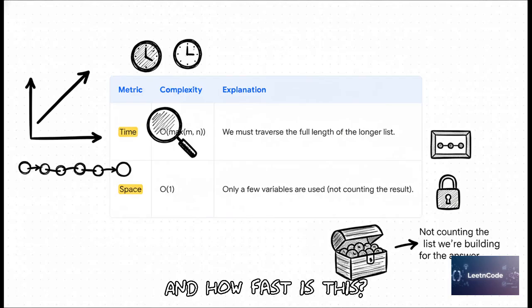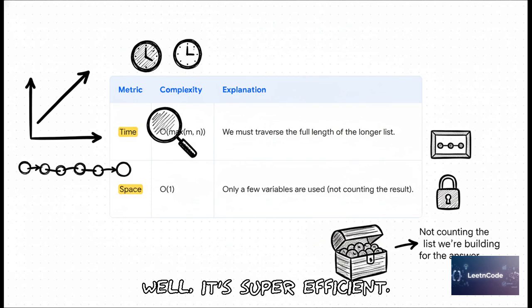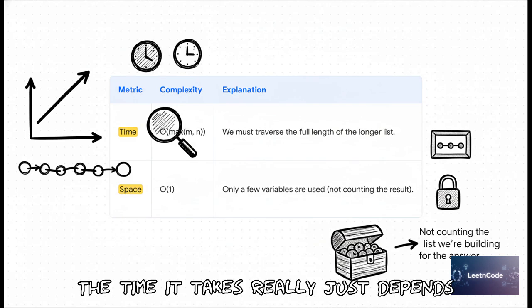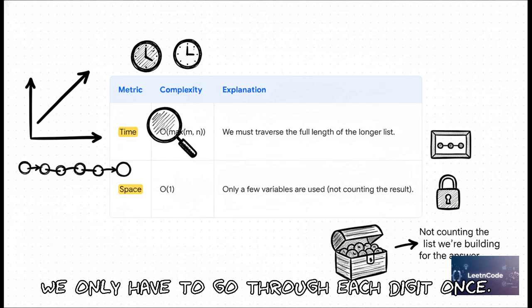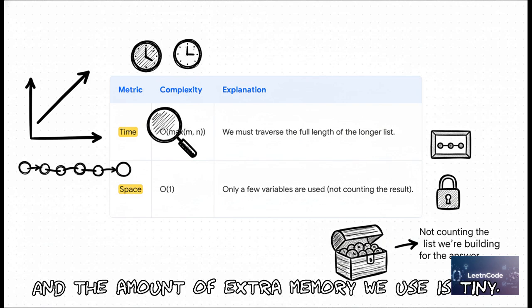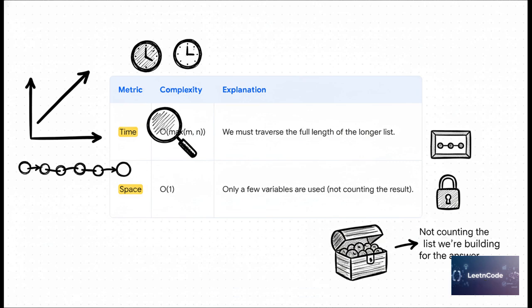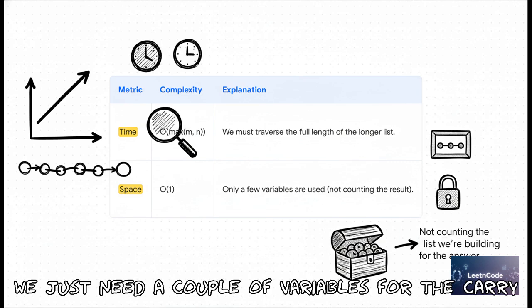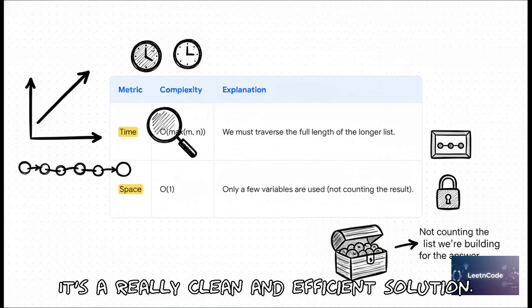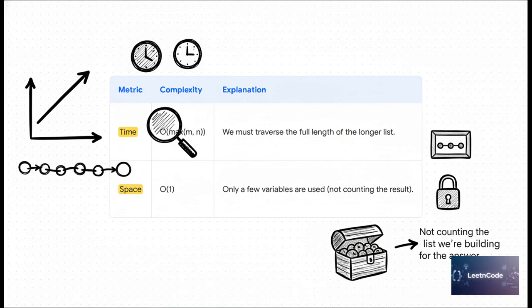And how fast is this? Well, it's super efficient. The time it takes really just depends on whichever number is longer. We only have to go through each digit once, and the amount of extra memory we use is tiny. If we don't count the answer list itself, we just need a couple of variables for the carry and to keep our place. It's a really clean and efficient solution.